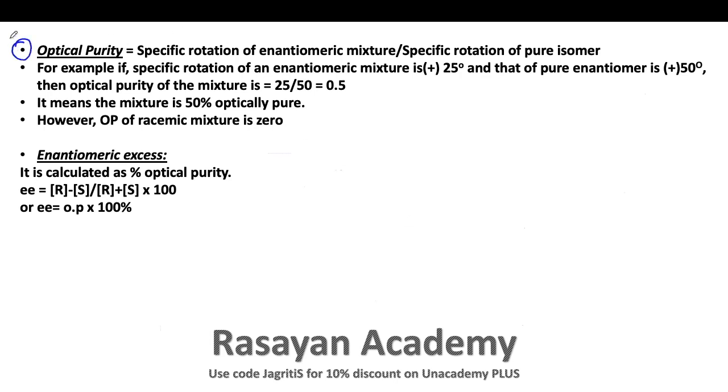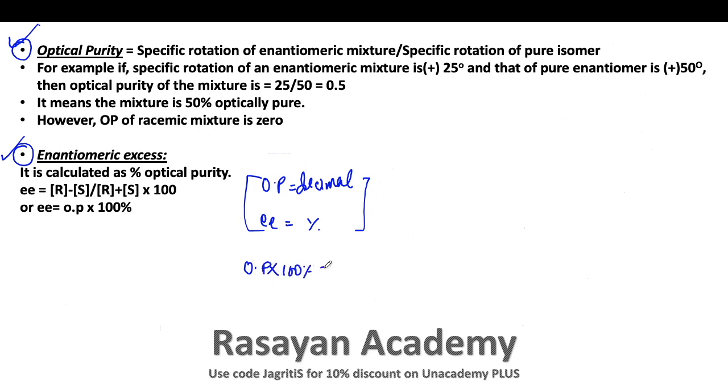Optical purity, I hope you have understood. Now, what is the difference between the optical purity and enantiomeric excess? It's nothing. Optical purity is mentioned in decimal form. Enantiomeric excess is used in the percentage form. Just the same thing. So optical purity multiplied by 100% is your enantiomeric excess. Just note these formulas down somewhere.